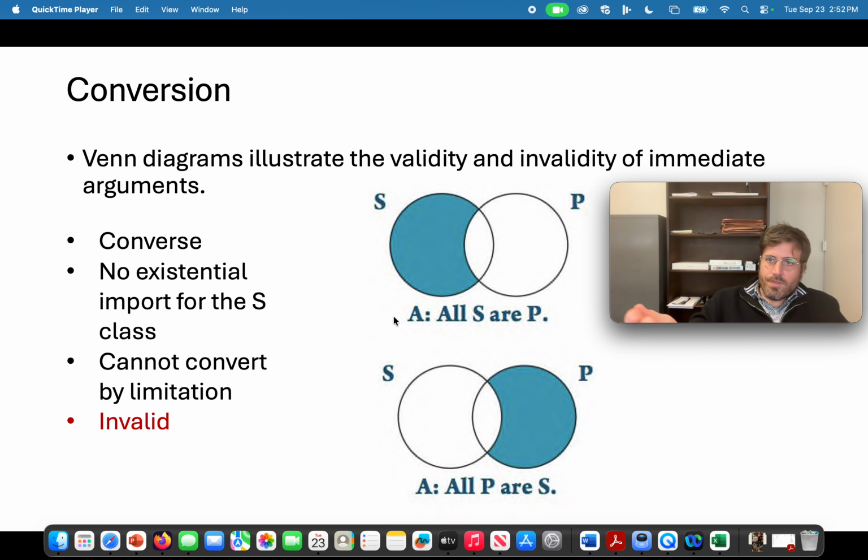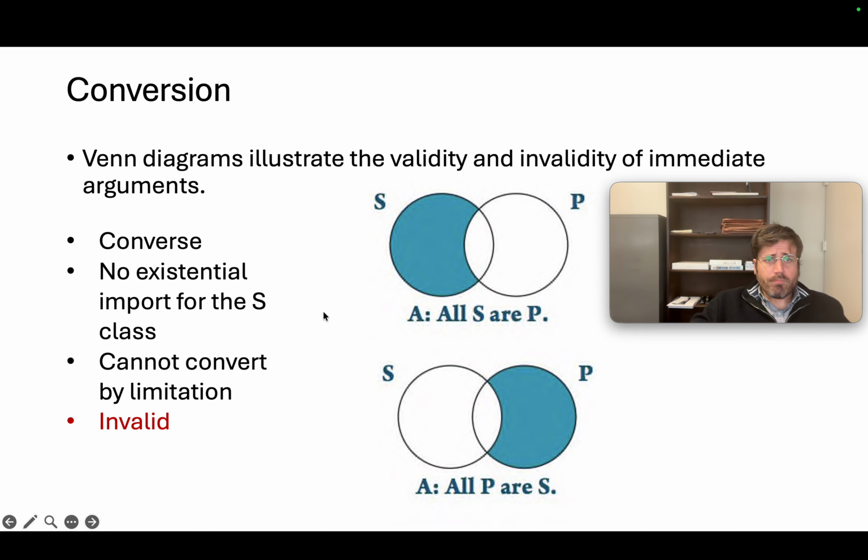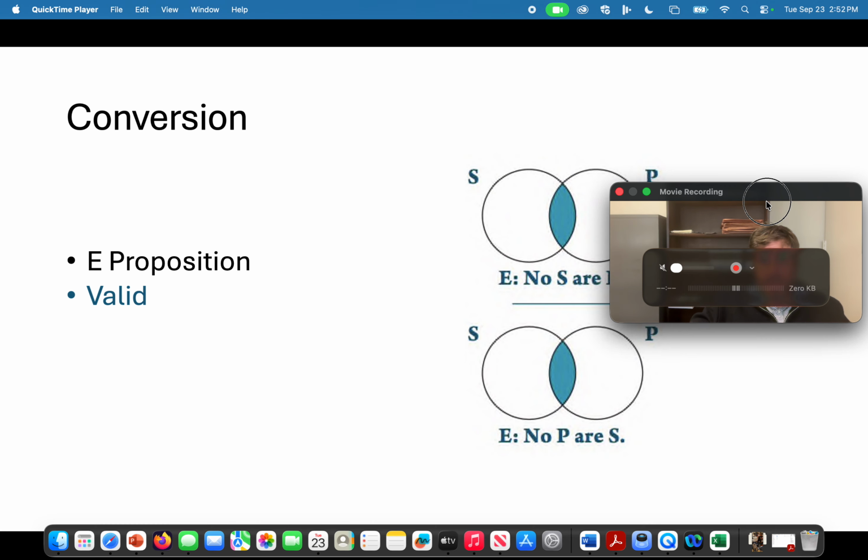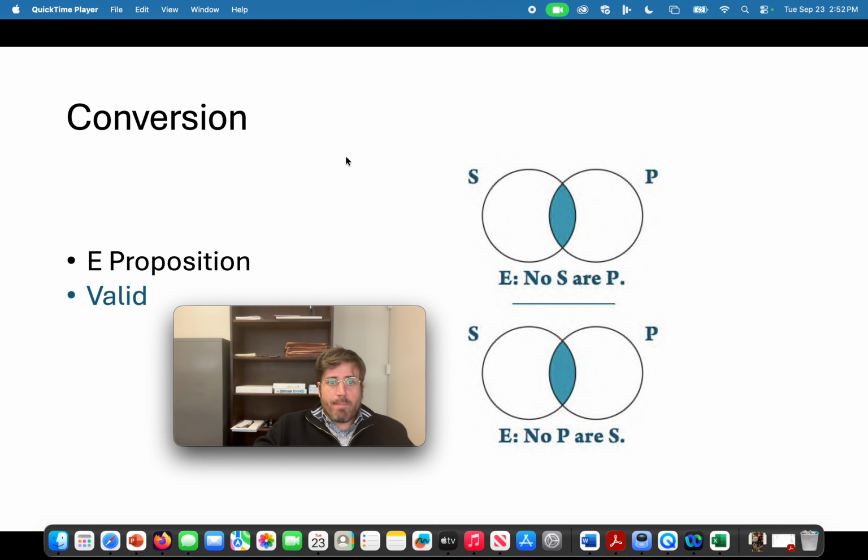So really, this just gives you a visual representation that's very immediate of why these sentences are not logically equivalent. They're just telling us two very different things. So we cannot convert by limitation on the modern interpretation. If we have a look at E propositions and the conversion of E propositions, you will see that this is a valid inference. The converse is logically equivalent to the convertend.